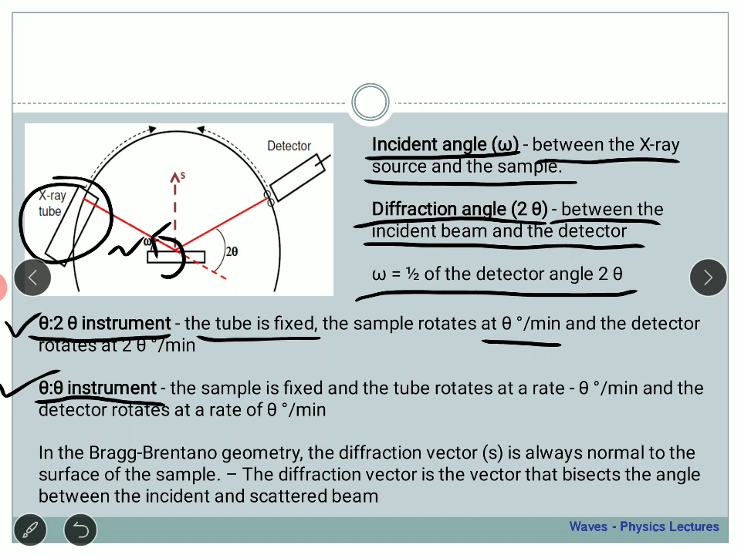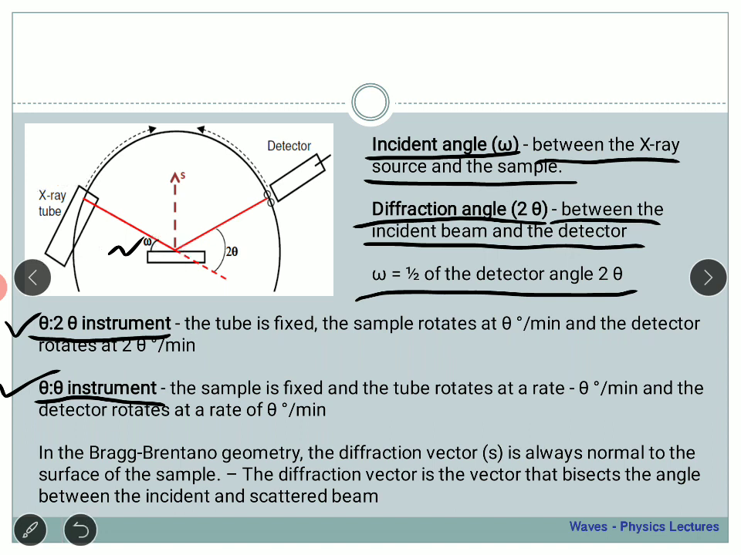So if this theta degree per minute is low, let's say 1 degree or 0.5 degree per minute, you are going to get better results because the X-rays that are incident on it are going to interact with all the planes very clearly, okay. If you rotate it too fast, you might not get better or sharp peaks, okay. And the detector rotates at an angle 2 theta degree per minute. So this detector will also rotate, but this will rotate at an angle of 2 theta degree per minute, okay. So that's basically the theta-2 theta configuration.